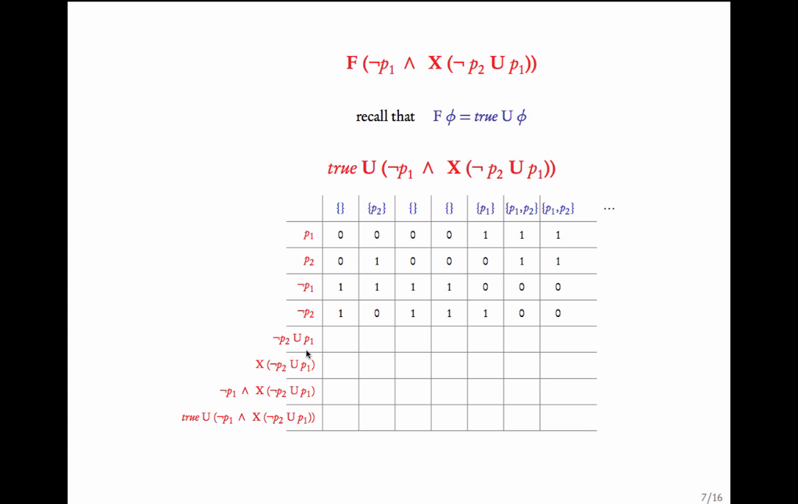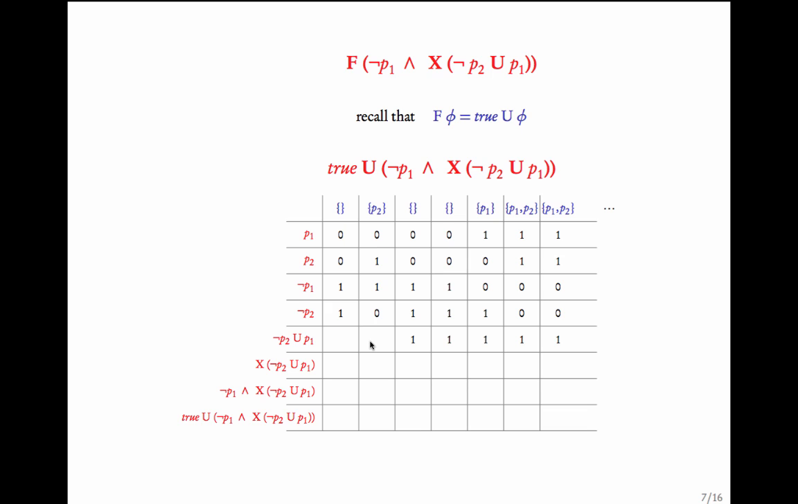What about not P2 until P1? Firstly, since P1 is true here, not P2 until P1 will definitely be true in these entries, in these positions. Look at this position. Since not P2 is 1 here, not P2 until P1 is true here. Similarly, not P2 is true here, so not P2 until P1 is true in these two cells.